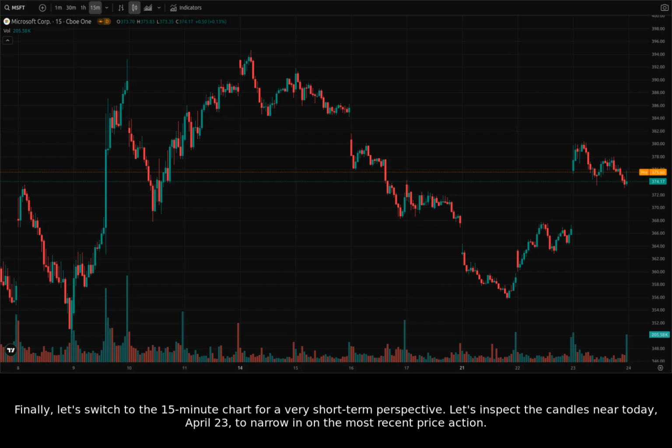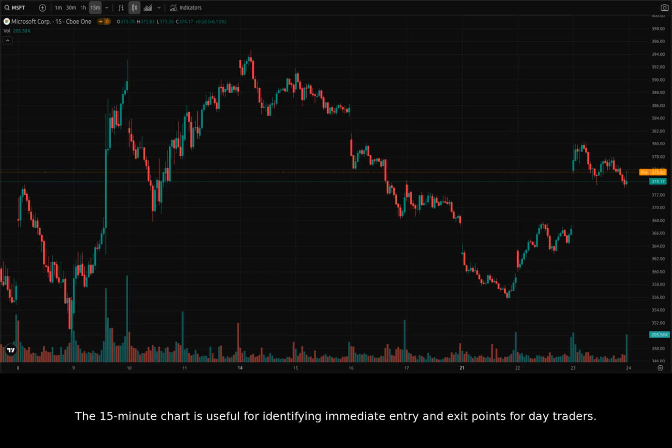Finally, let's switch to the 15-minute chart for a very short-term perspective. Let's inspect the candles near today, April 23rd, to narrow in on the most recent price action. The 15-minute chart is useful for identifying immediate entry and exit points for day traders.